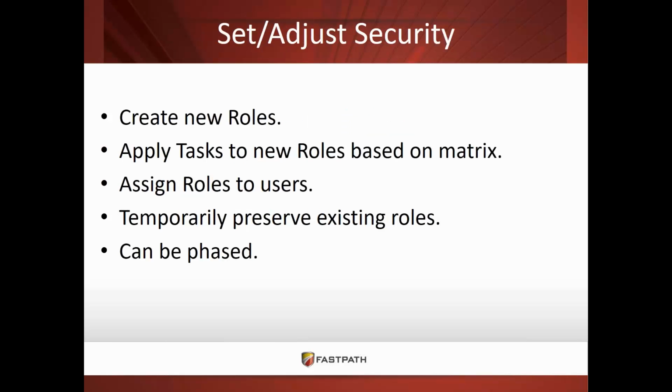So basically, the process is going to be pretty easy. You're going to create the new roles. You're going to apply the task to the new roles based on the matrix. You're going to assign those roles to users, temporarily preserve existing roles, meaning when you see that the roles are working, the old roles that you might have in your system, you don't want to delete right away, because you might have to go back to them temporarily if you're still tweaking things. And again, take that phased approach.